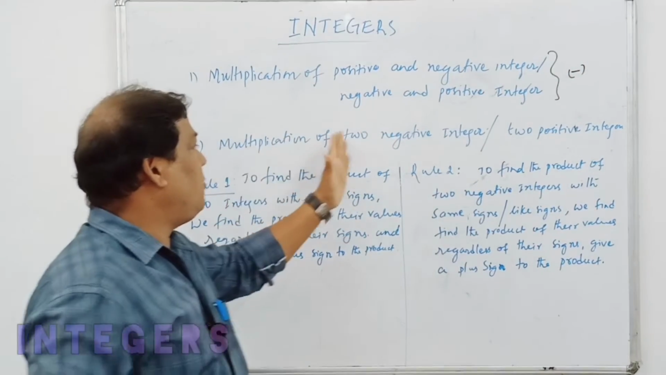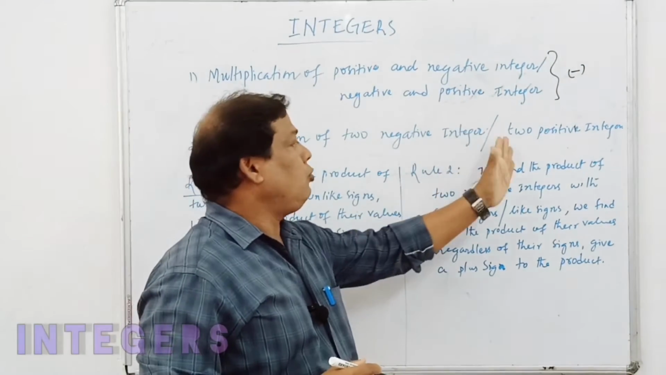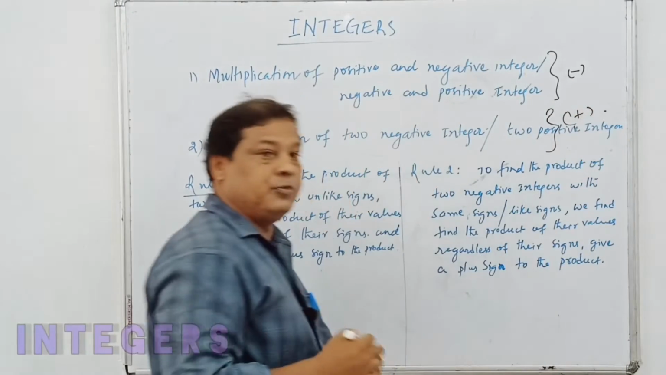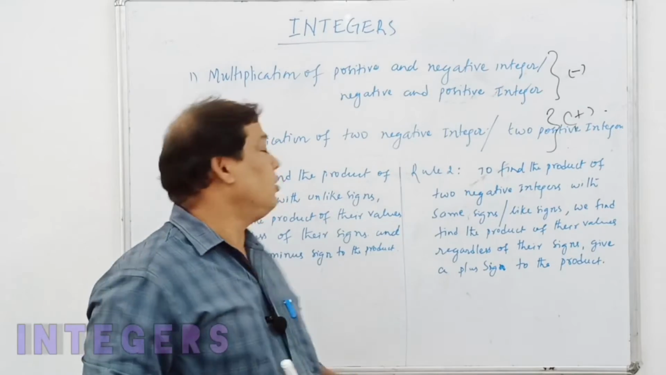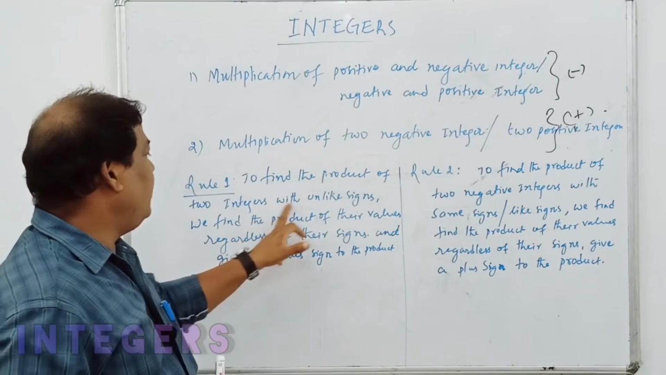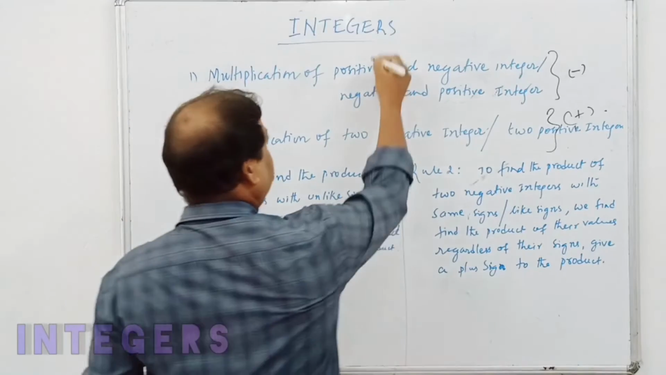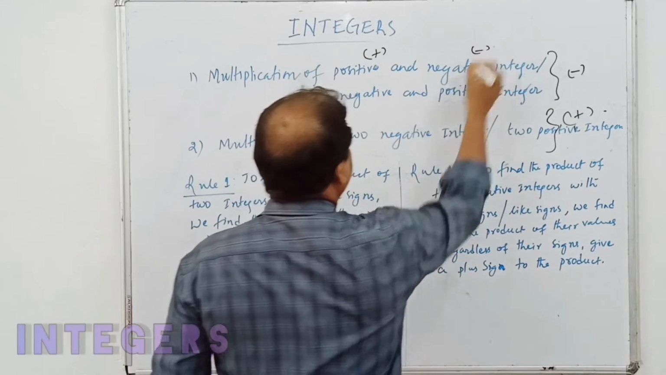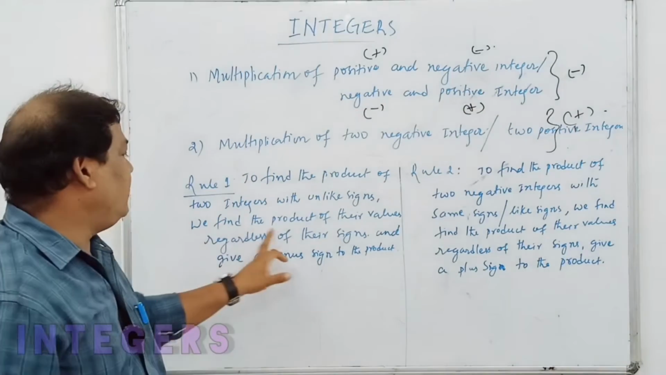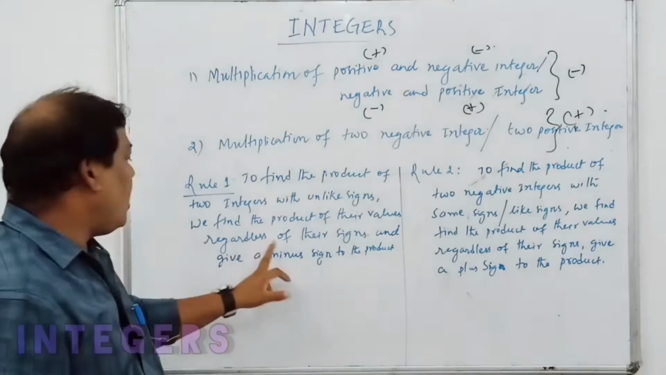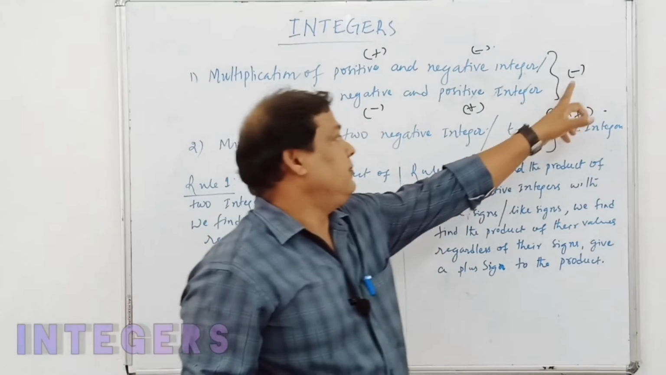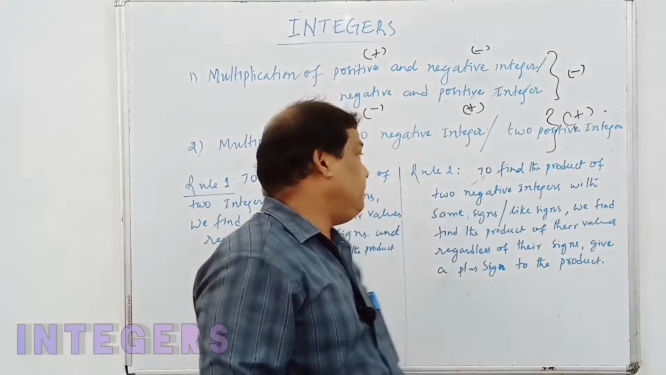Multiplication of two negative integers or two positive integers gives a positive integer. Here we have two rules. Rule number 1: to find the product of two integers with unlike signs, meaning a positive and a negative integer, or a negative and a positive integer, we find the product of their values regardless of their signs and give a minus sign to the product. The product will have a minus sign.